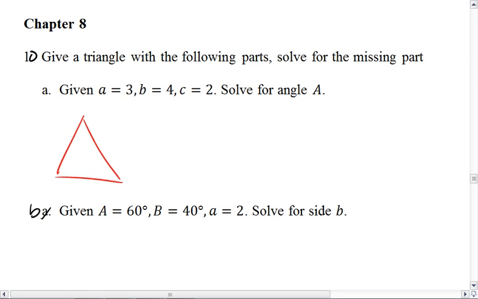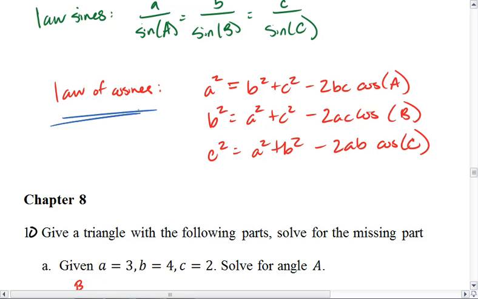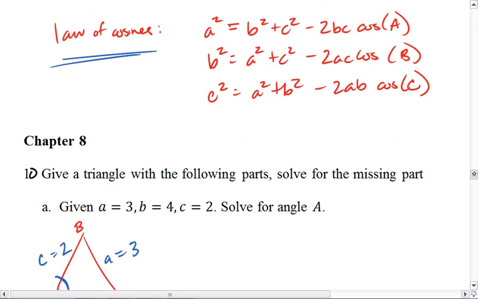In this first one, I'm just going to draw a generic triangle. I know it's not going to be to scale. Here I'm given that side a is 3, side b is 4, and side c is 2. I want to solve for angle A. To do this, I'm going to have to use the law of cosines. Since I'm solving for angle A, I'm going to use the equation that has angle A in it.